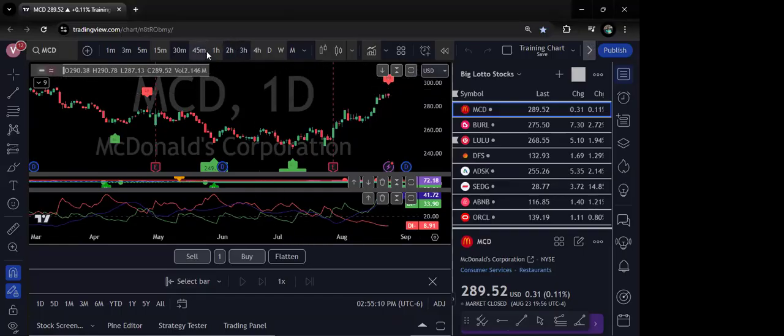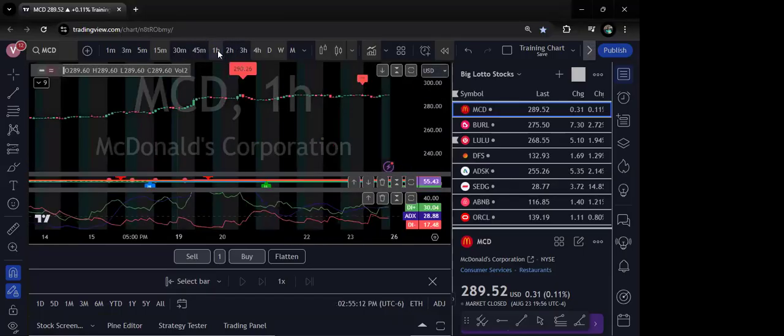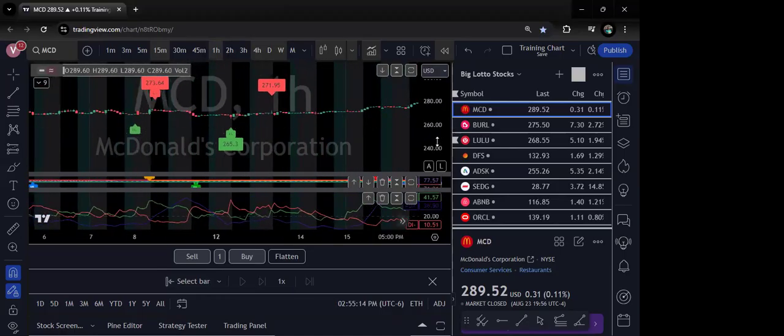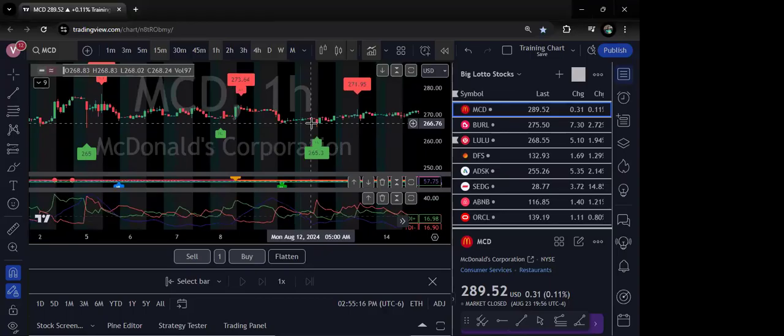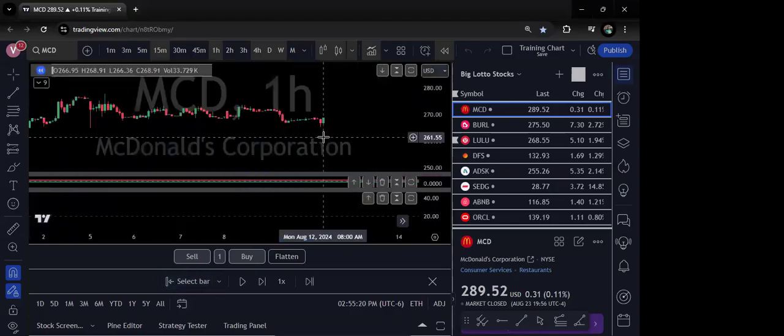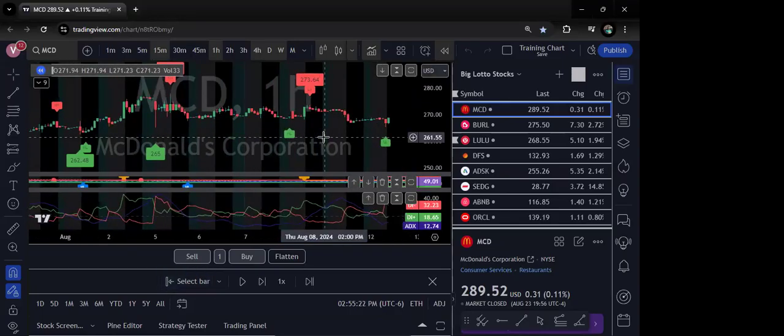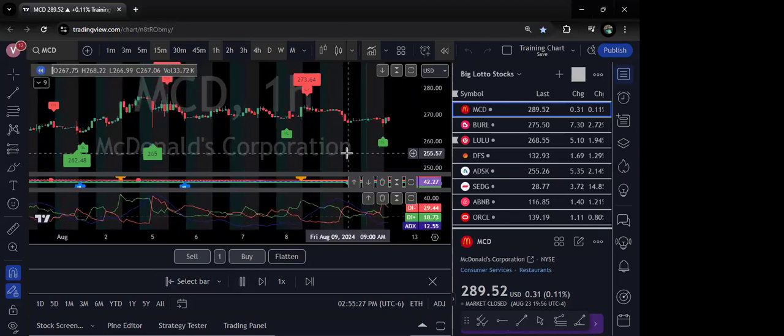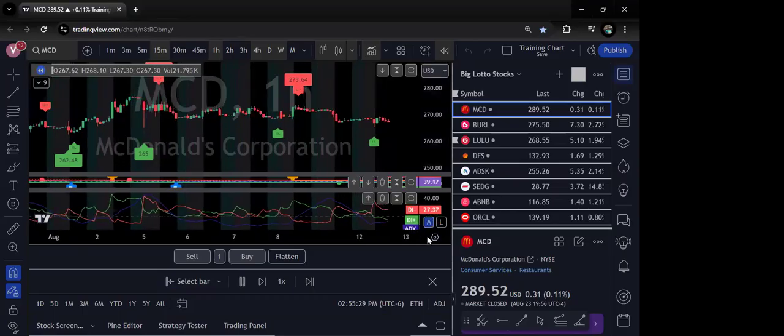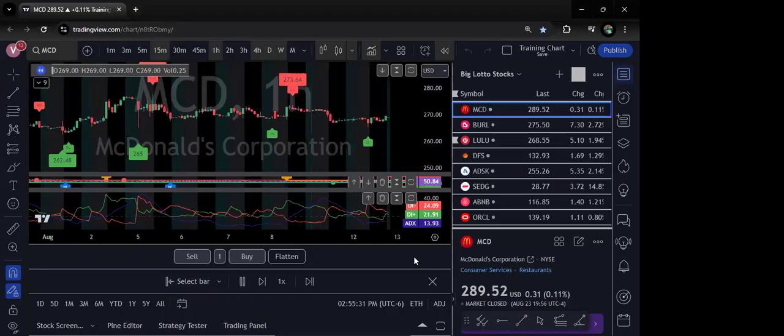So on a lower time frame, on the 1 hour, let's look at this day. Okay, so see here the ADX is still 14.